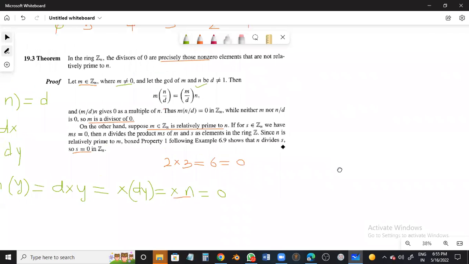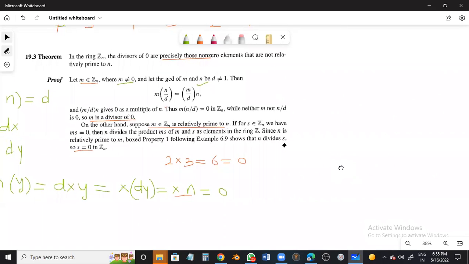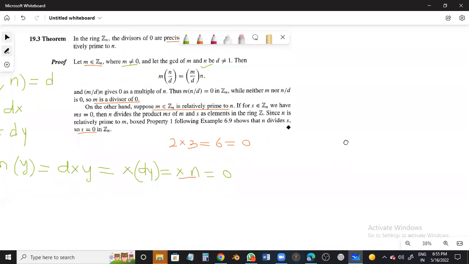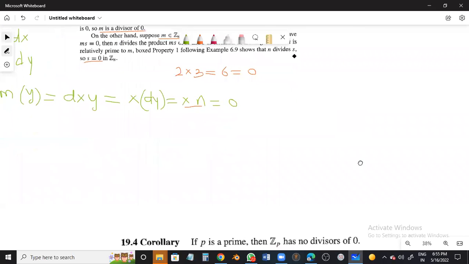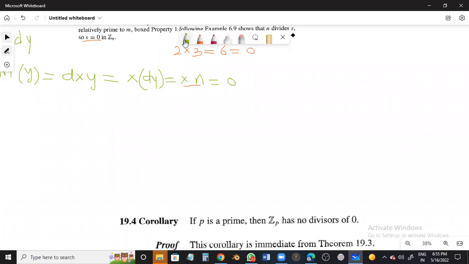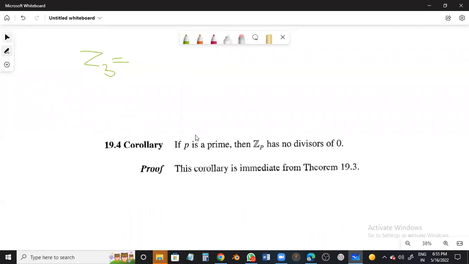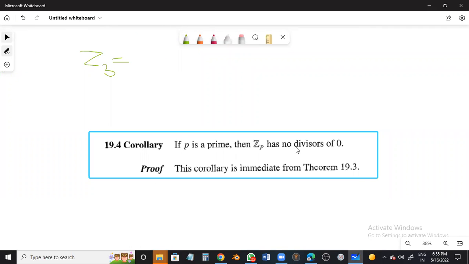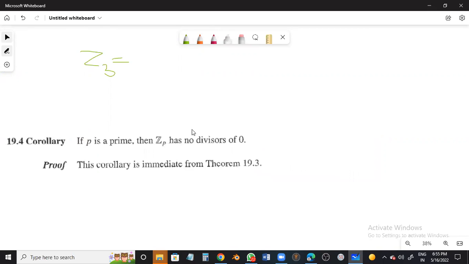Okay. I would like to expand it for you and I'll present it to you. Okay. And bit ahead I would like to go. What will happen if I talk about Z3? If I deal with Z3, what are the divisors of 0 here in Z3? There are no zero divisors because if P is prime, every number is relatively prime to P. Obviously, there are no zero divisors. Okay. I suppose you got me.